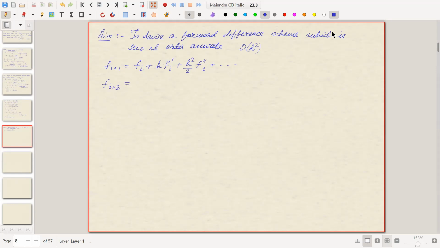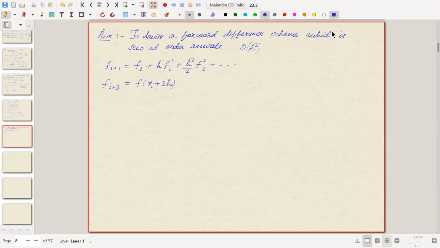Can you give me this formula for this one? F i plus 2. F i plus 2 is what? F of x i plus 2h. See, what is x i plus h? x i plus 1. And then again add h: x i plus 1 plus h. What will be x i plus 2?